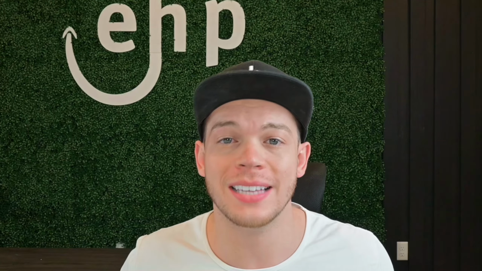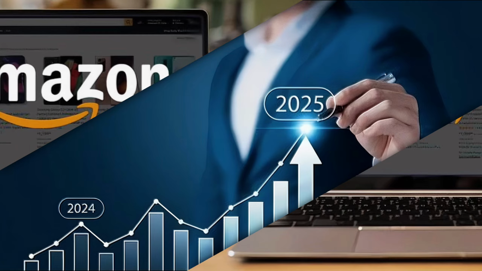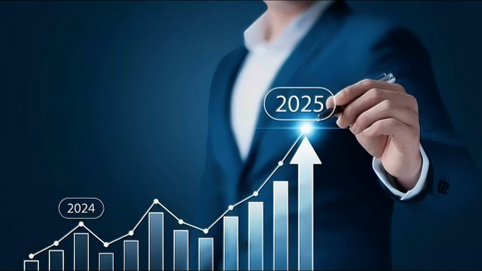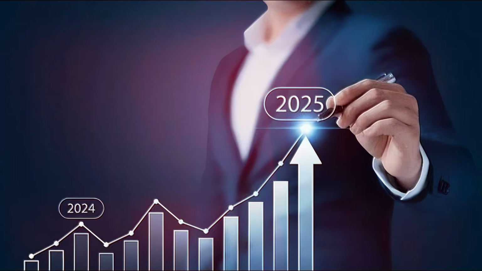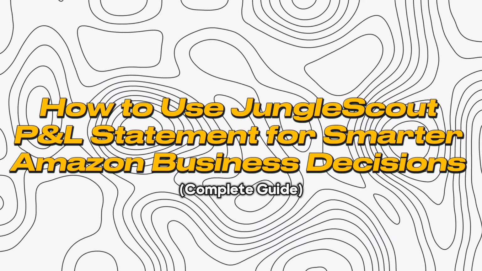The profit and loss statement is one of the best tools to evaluate how your Amazon business did last year compared to this year. It's a great tool to have, and in today's video, I'm going to be showing you how to use it on JungleScout. If you stay until the end of the video, I'm also going to be showing you every tool that JungleScout offers.